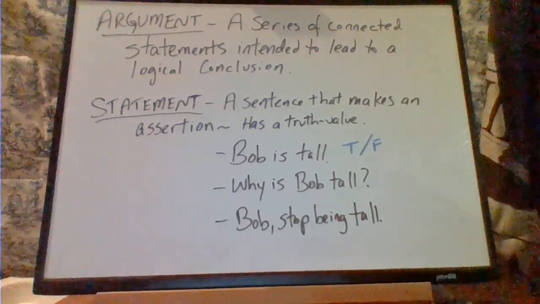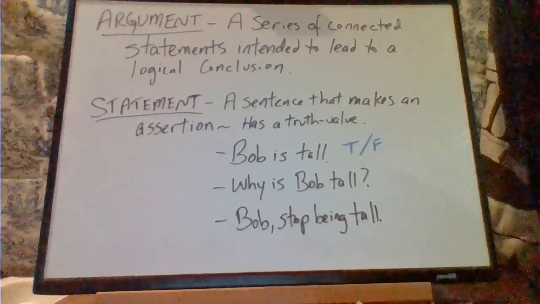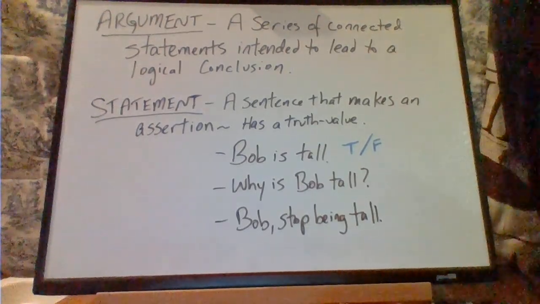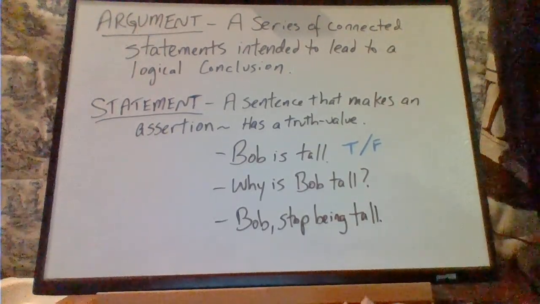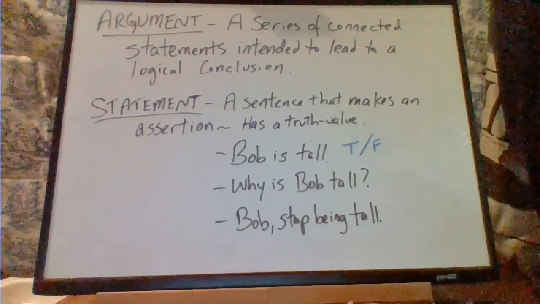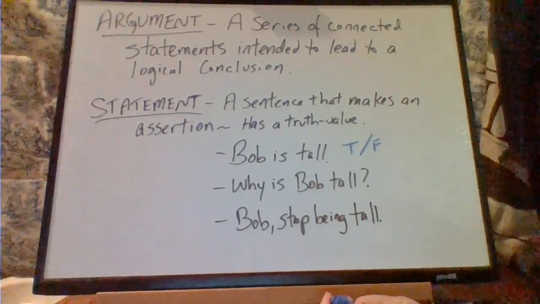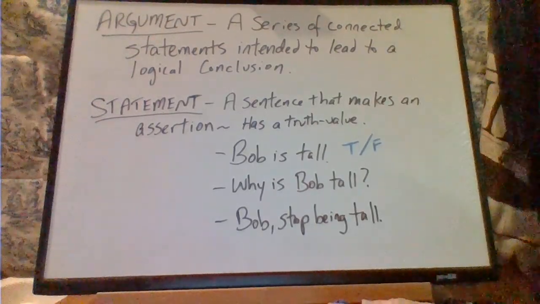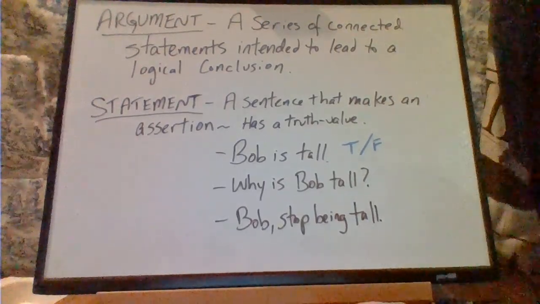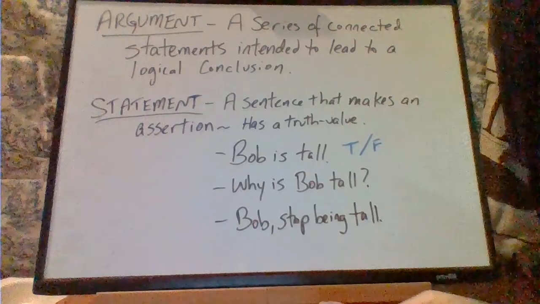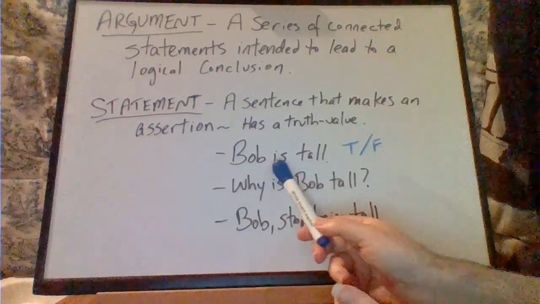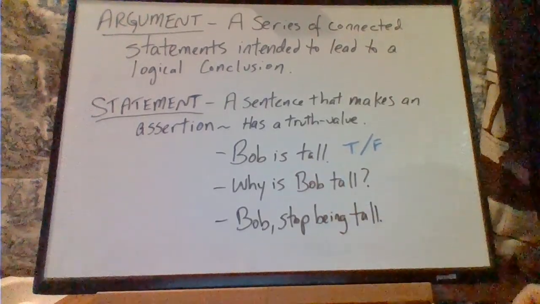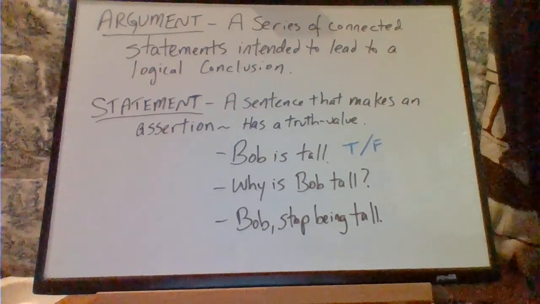But the other two are not statements. Why is Bob tall? You wouldn't respond true to that. Doesn't make sense. It's asking a question. And likewise with the last one, Bob, stop being tall. You wouldn't say that's false. There's no assertion being made there. Instead, what you have is what's called an imperative. It's making a command. It's telling you to do something. So again, in logic, we are only going to be concerned with that type of statement, one that has a truth value to it, one that is making an assertion, one that's making a claim of some sort.